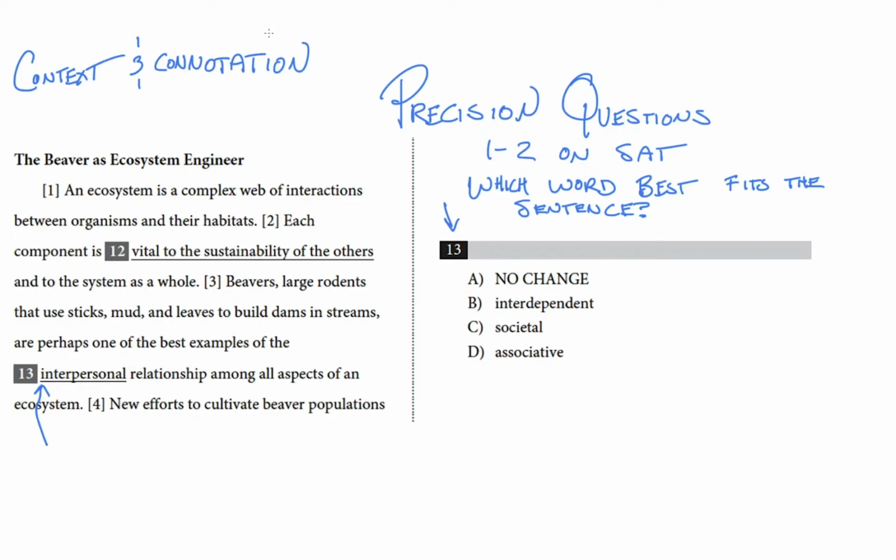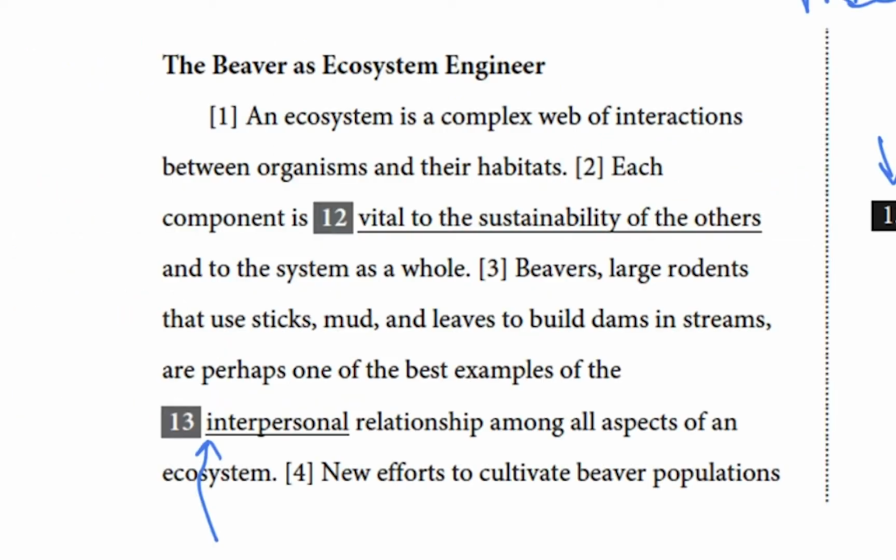So let's read up to the end of line 3 of The Beaver as Ecosystems Engineer. An ecosystem is a complex web of interactions between organisms and their habitats. Each component is vital to the sustainability of the others and to the system as a whole. Beavers, large rodents that use sticks, mud, and leaves to build dams in streams, are perhaps one of the best examples of interpersonal, is what it says now, of the interpersonal relationship among all aspects of an ecosystem.